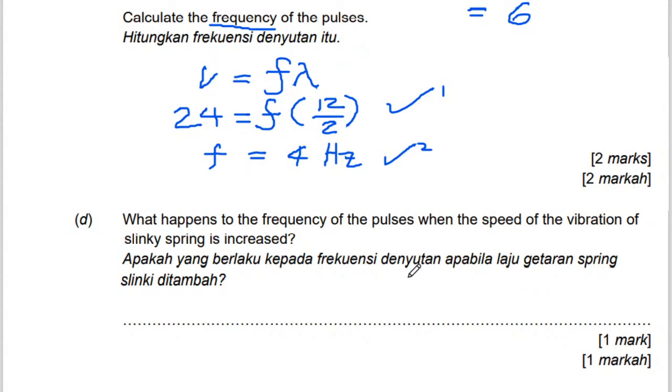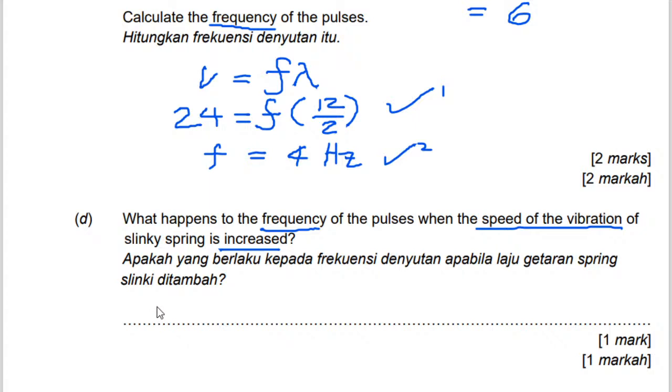Okay, D now. So what happened to the frequency of the pulse when the speed of the vibration of the Slinky spring increases? So what happened to the frequency of the pulse when the speed increases? So jawapan, this is 1 mark. So you just write either increase, decrease, equal.